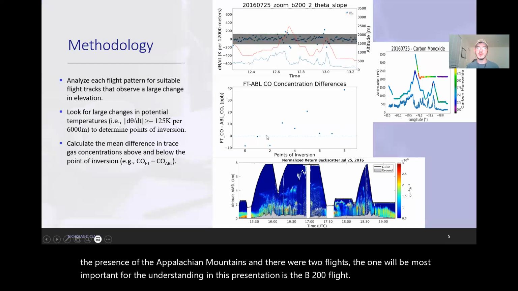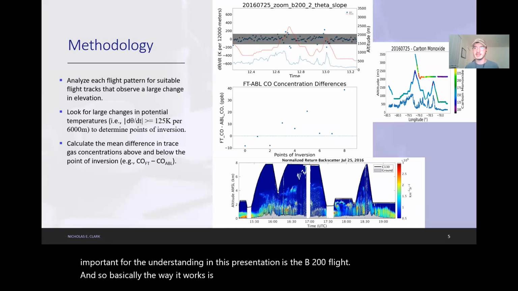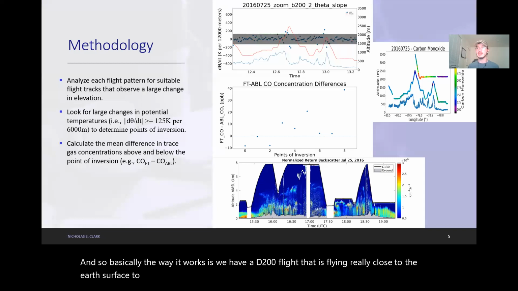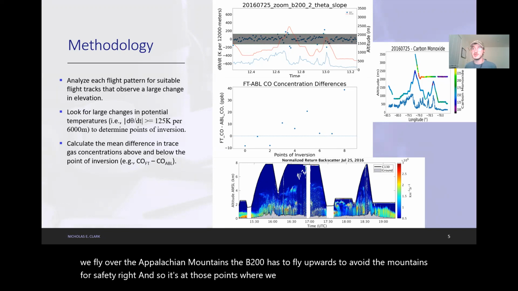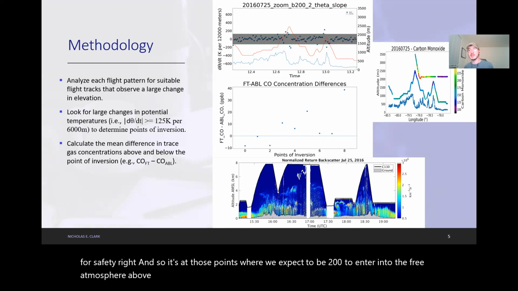Basically, the B200 flies really close to the Earth's surface to measure the trace gas concentrations within the ABL. However, as we fly over the Appalachian Mountains, the B200 has to fly upwards to avoid the mountains for safety, right? And it's at those points where we expect the B200 to enter into the free atmosphere above. Part of the research was trying to understand where these transitions into the free atmosphere occur.